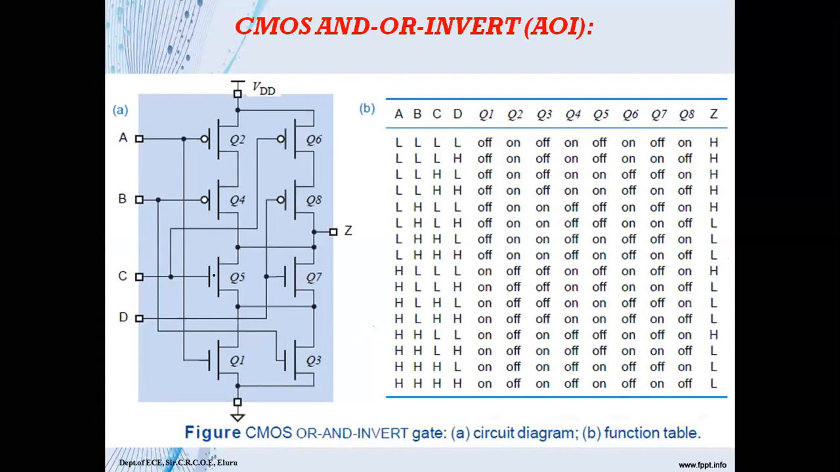So here the circuit shows a two-level AND-OR-invert gate. Can you understand anything from the circuit by looking at it? You can see that there are 4 inputs A, B, C, D, and one output Z.